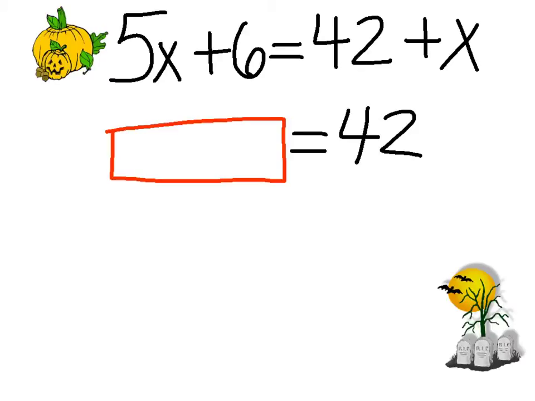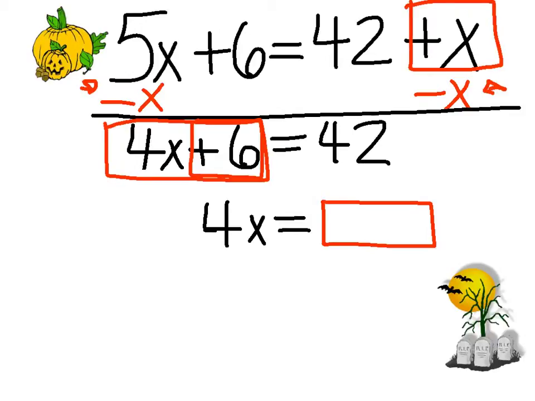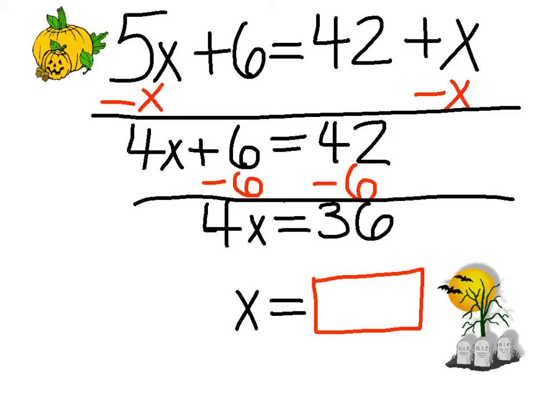Okay, for the first part of the practice problem, after our first step of moving this x, we have 42 on the right. What do we have on the left side? Okay, to move that positive 6, we need to subtract 6 from both sides. Do that, 42 minus 6 will give us 36. Alright, go ahead and do the last step and bring up the answer.